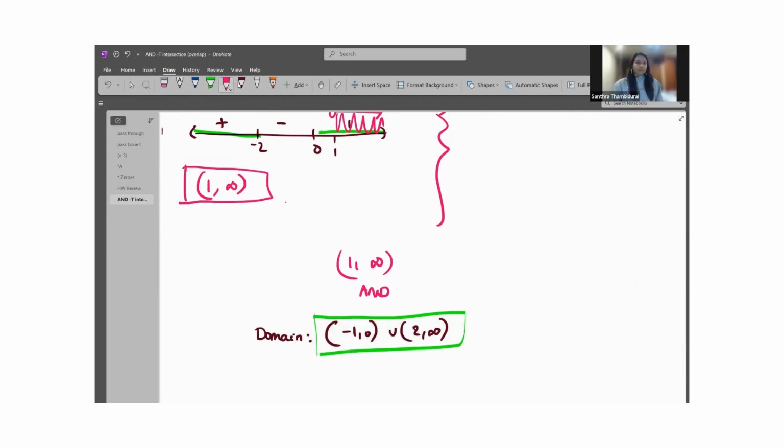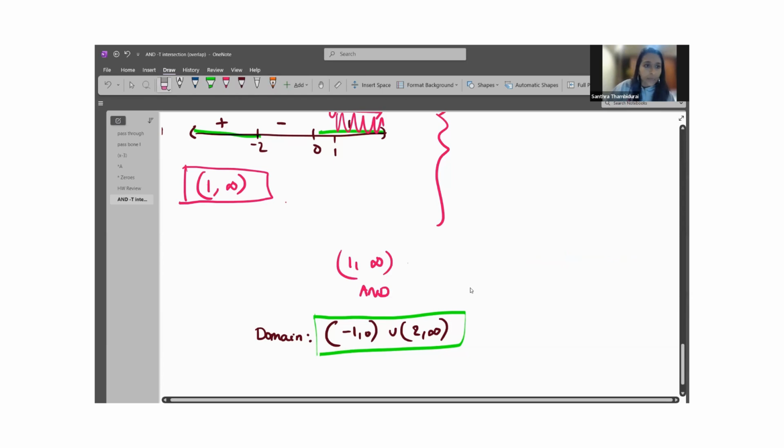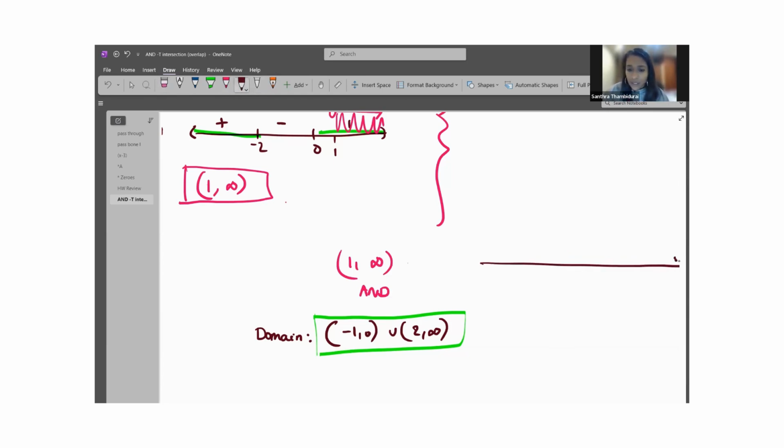Okay, so let's see. This inequality translates to looking like this. And then the domain looks like, let me just put, I'm going to first put all those things in. So I have a -1, I have a 0, I have a 1, and I have a 2, right? So this inequality translates to 1 comma infinity looking like this.